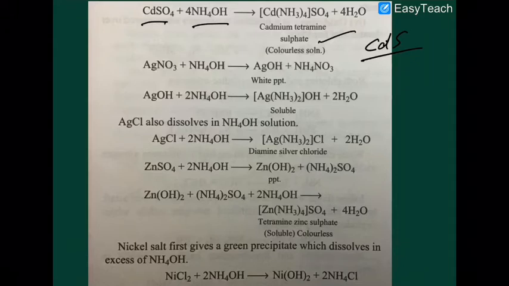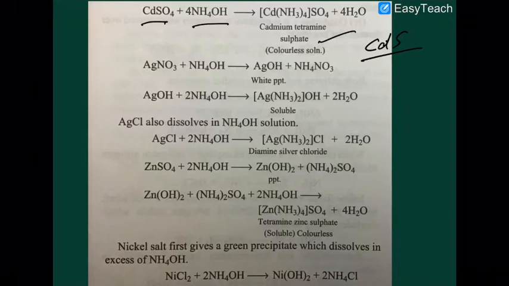Cadmium 2+ forms a tetraammine cadmium(II) sulfate complex that is colorless, while the copper complex is blue in color. But if you pass H2S gas, the copper complex will remain stable, but the cadmium complex will precipitate as a black PPT of CdS.